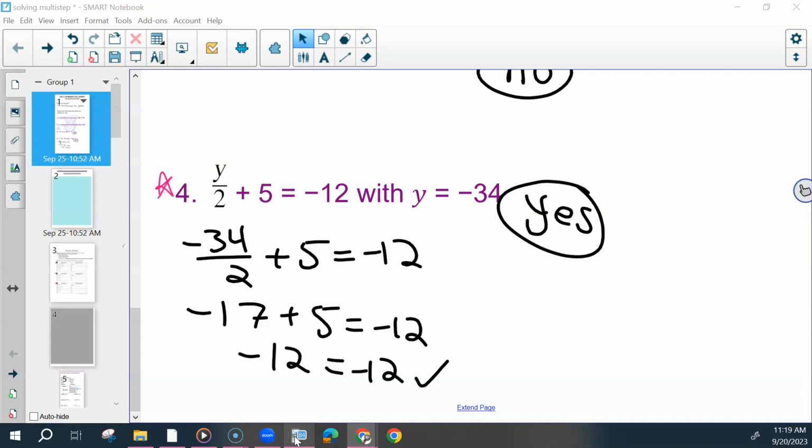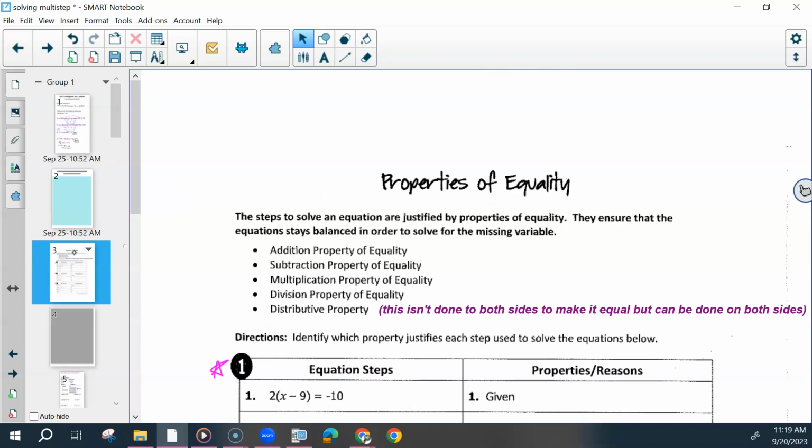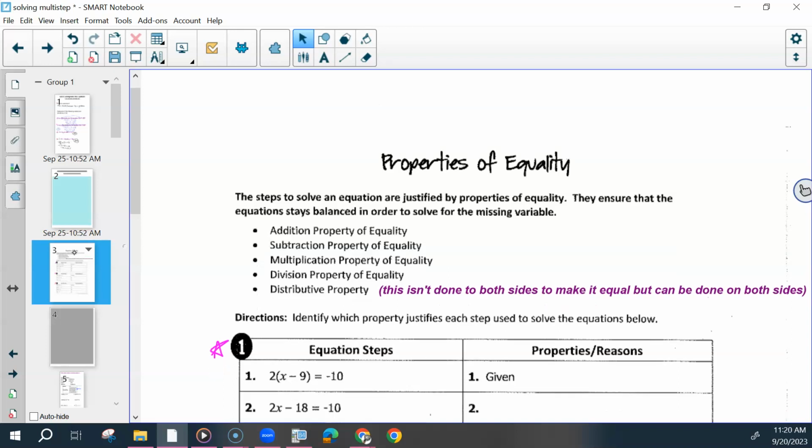Okay, on to the next page. So, now you know how to determine if solutions are solutions or not. This part is talking about properties of equality, and what that really means is what you do to one side, you have to do to the other for addition, subtraction, multiplication, division. Not so much distributive property. That can be done on both sides, but it's really you distribute to simplify. Not really something you do to both sides.